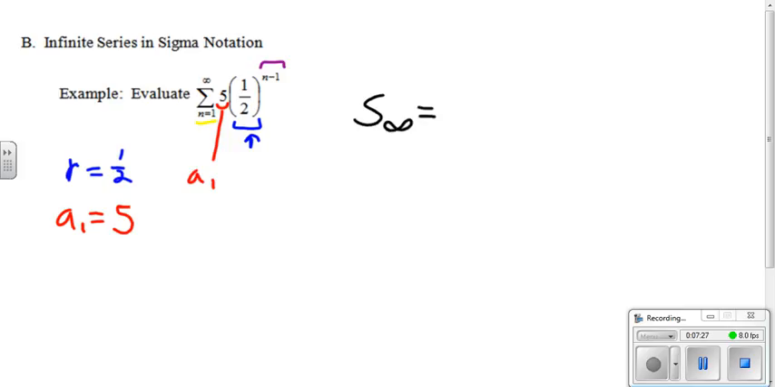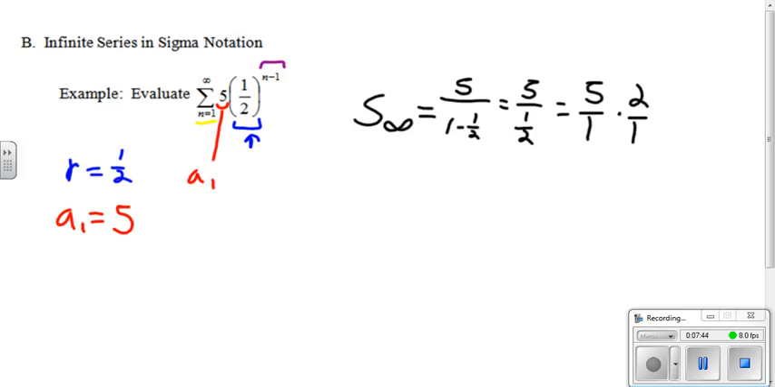Sum of an infinite amount equals our first value, 5, over 1 minus 1/2. So 5 over 1 minus 1/2 is just 5 over 1/2. So we'd say it's 5 over 1 times 2 over 1, which means it sums up to 10. So if we add all of those numbers together, we'll finally arrive at 10.